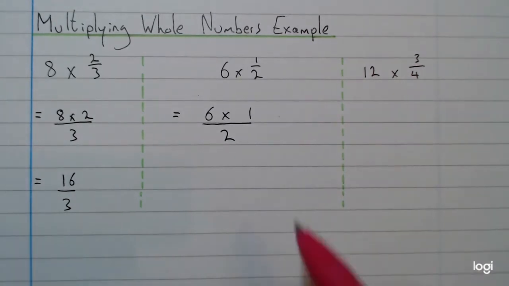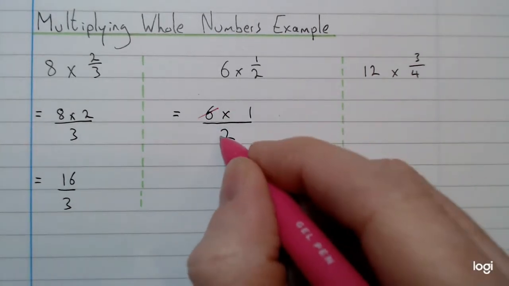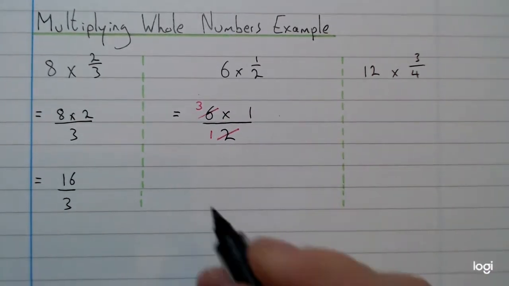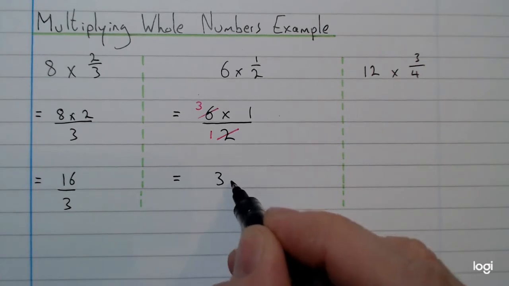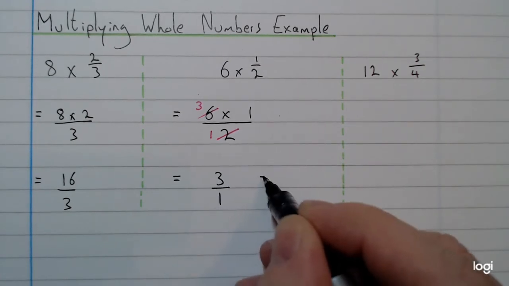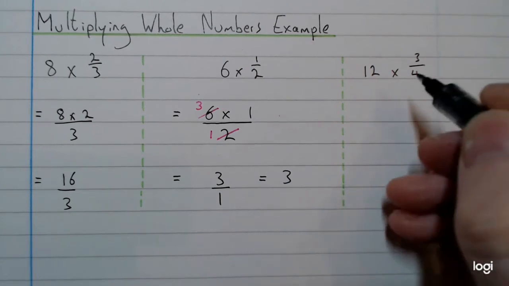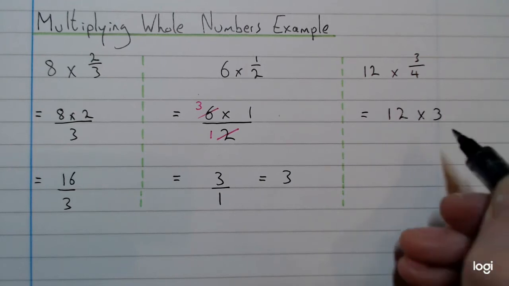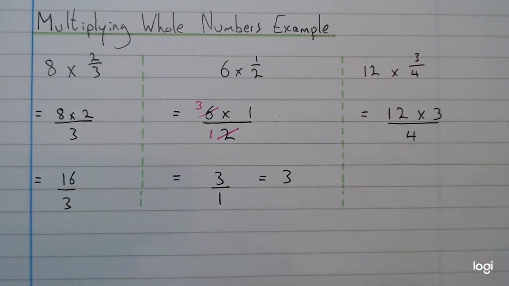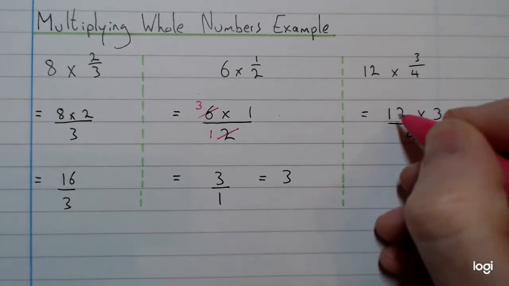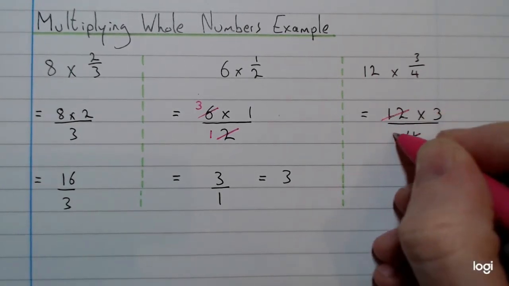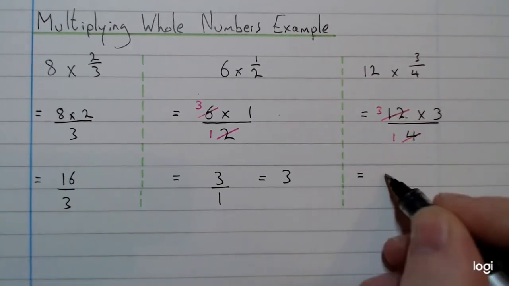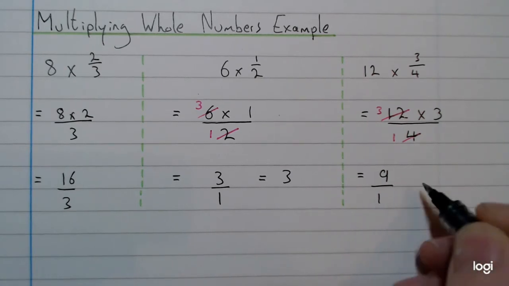For 6 times a half, you can simplify that a little bit before you multiply, because both 6 and 2 are divisible by 2. So if I divide them both by 2, I'll end up with 3 times 1 over 1, which is the same as 3. In much the same way, 12 times 3/4, I'm multiplying the top of the fraction only, not the bottom. So I've got 12 times 3 over 4, and again, this one can be simplified a little bit first. Both 12 and 4 are divisible by 4. So if I divide them both by 4 first, I'll have 3 times 3 over 1, which is, of course, 9 over 1, or just 9.